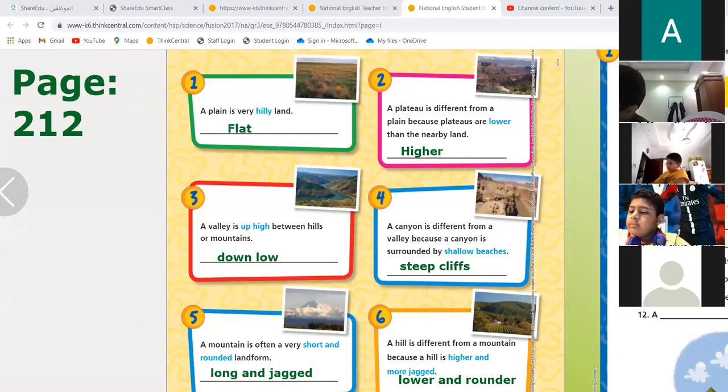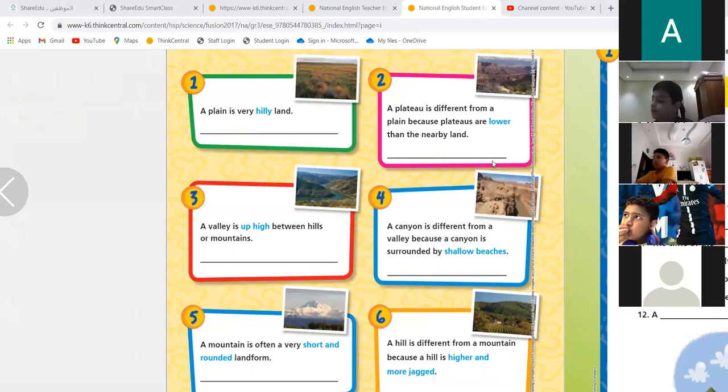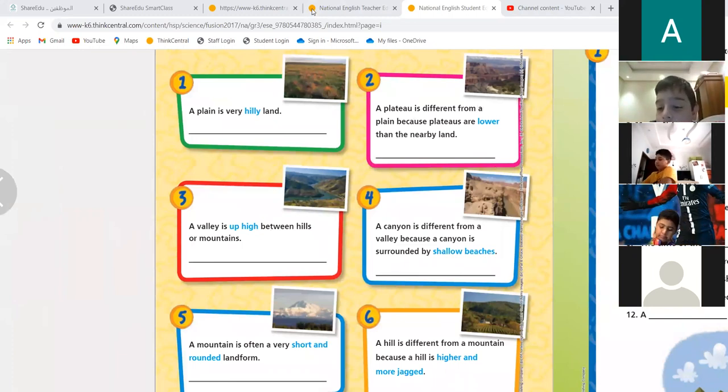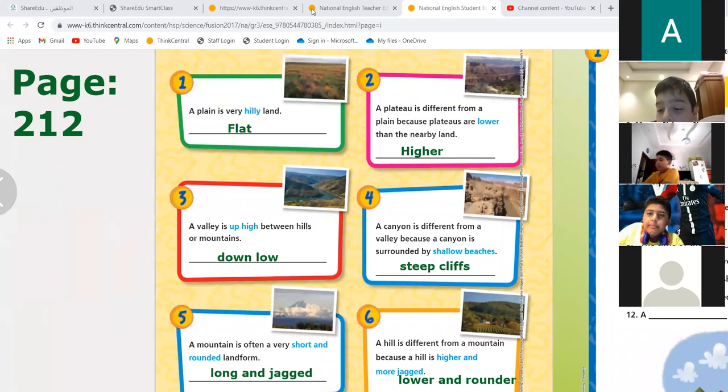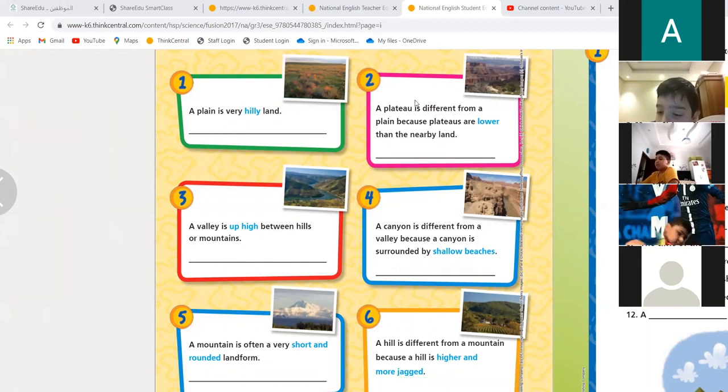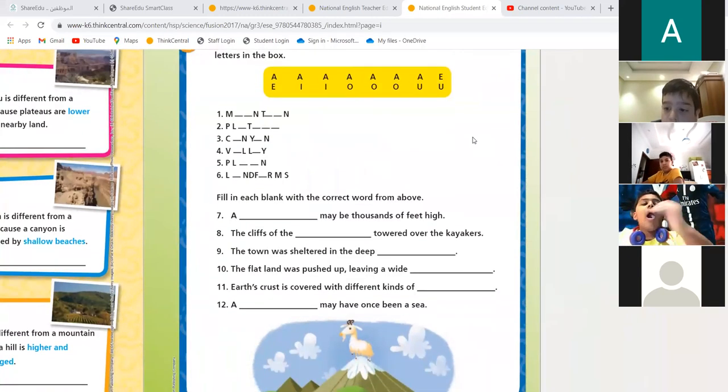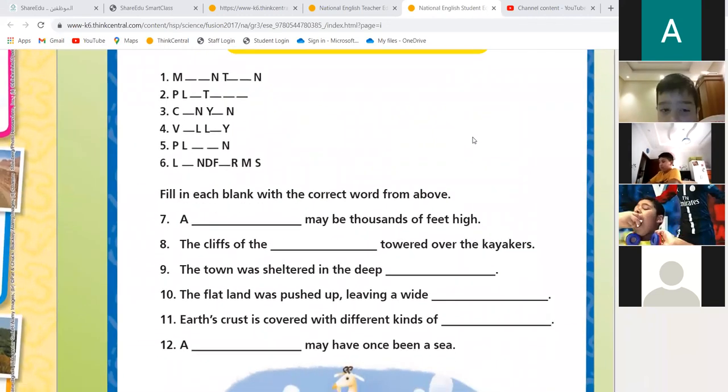All right, so let's go to the next page, 213. Finished, Habibi? I have the answer key. Yes, Muhammad Mandili, I'm sorry. Okay, so let's do number one together. From number one to six, you have words you need to fill in with the right letters to make a word. After that, you will use these words to fill in the blanks to complete the sentences. So let's start doing them together.